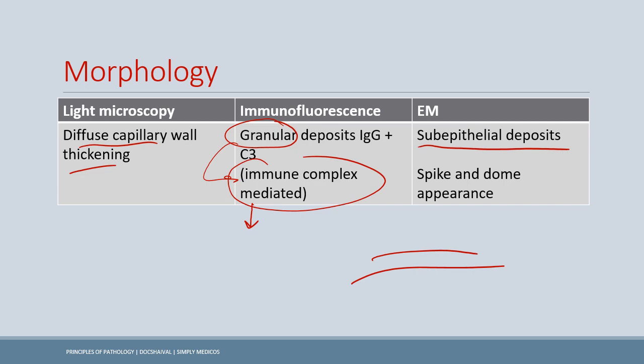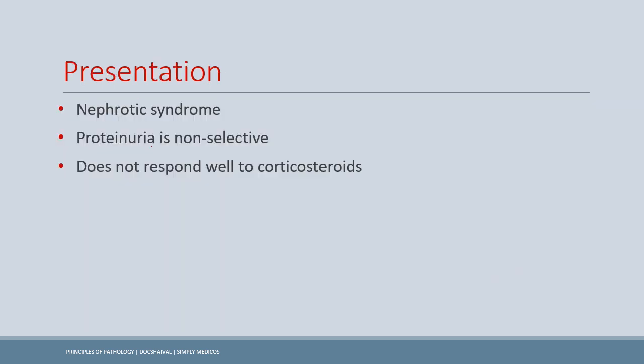Now the particular feature of membranous nephropathy is something called spike and dome appearance. That's because we have the basement membrane, and here we have the subepithelial deposits. This is the endothelium. So we have the epithelial deposits over here, and the basement membrane is being deposited in between, so we have spike and dome appearance on electron microscopy. It's a cause of nephrotic syndrome obviously, and the proteinuria is non-selective. It has a poor response to steroids.